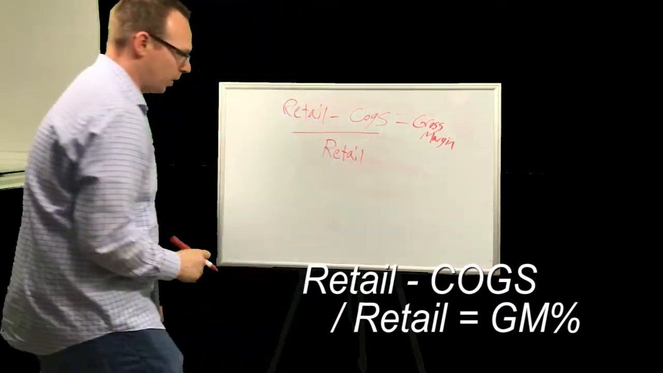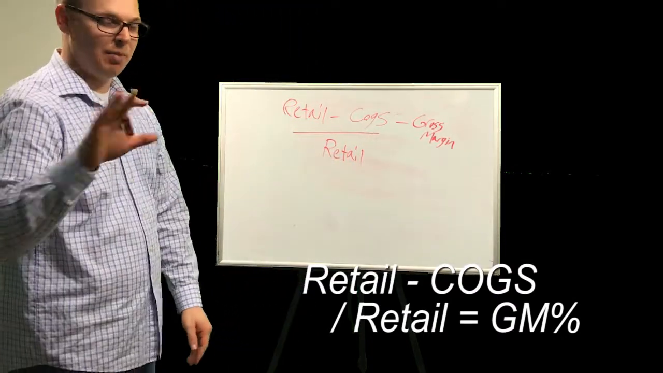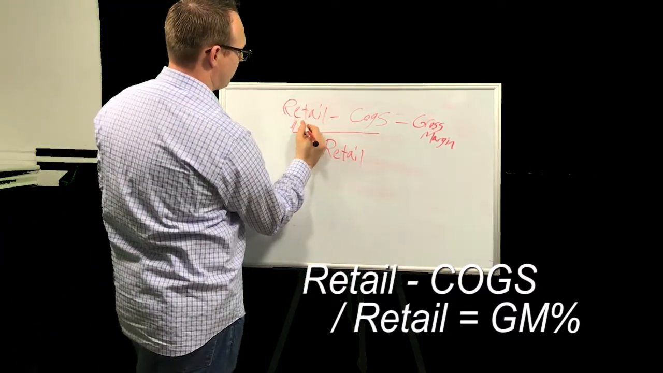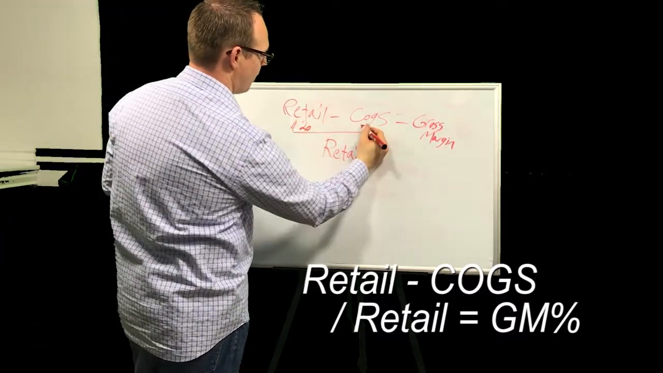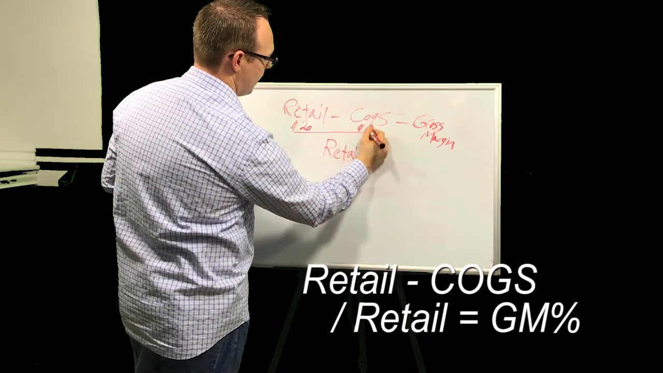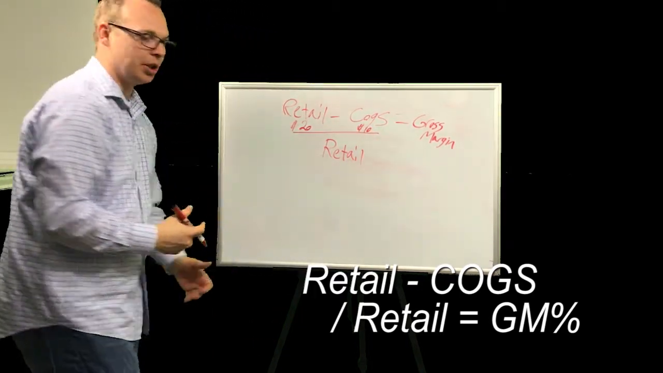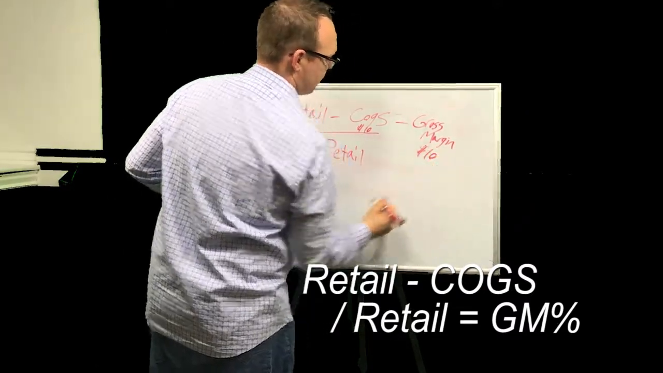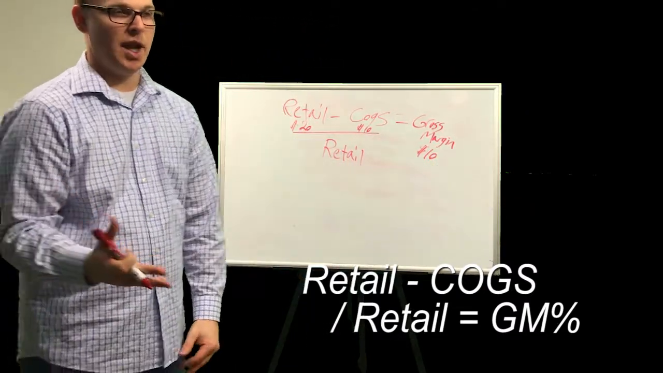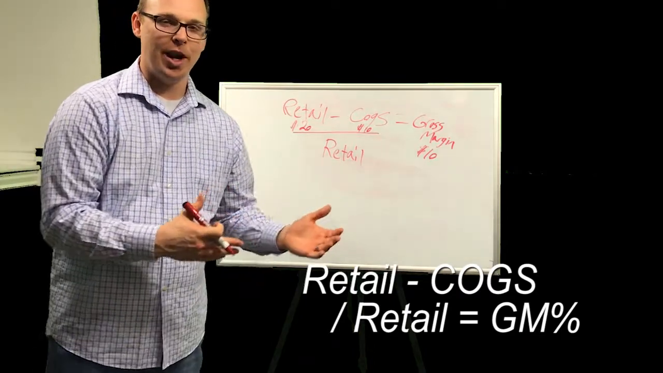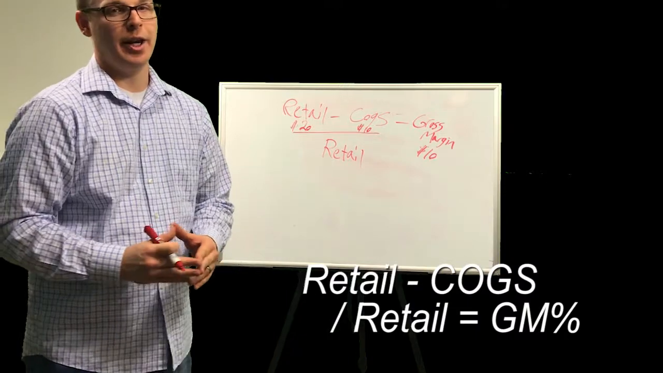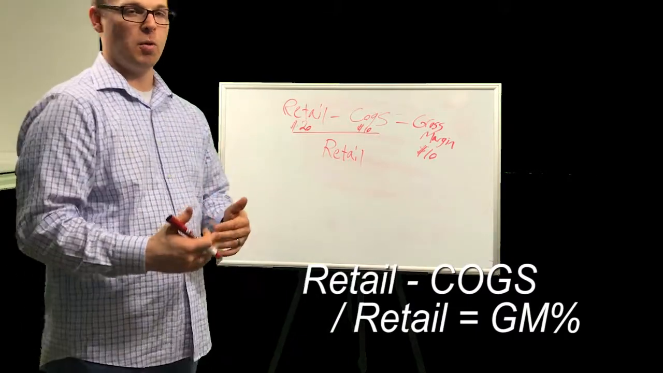Okay? So for example, we'll make it real simple. If you have something that's retail is $20, and your cost is $10, well, you're left with $10 gross margin. And then how would you express that in a percent? Most of you could figure that out in your head. It would be 50%, right? But that's just for kicks. Use your calculator so you can get used to this formula.